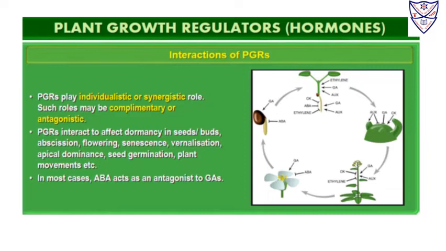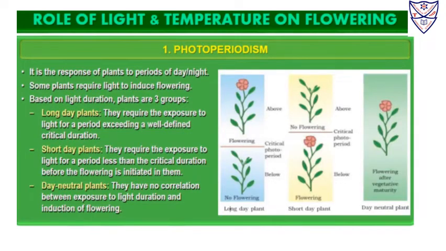There are various factors which influence the action of these plant growth hormones. There can be intrinsic or extrinsic factors. The extrinsic factors include light and temperature. Now let us study the role of light and temperature on flowering plants. So it is basically the response of the plant to day or night.